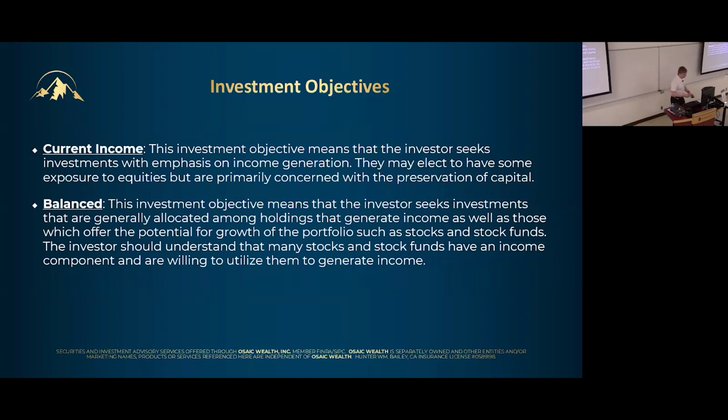But current income portfolio. This investment objective means that the investor seeks investments with emphasis on income generation. It's exactly what it sounds like. I want income currently today. I want distributions. I want cash coming out of the assets that I can spend without drawing down the principal for the most part. So they may like to have some exposure to equities, but they're primarily concerned with the preservation of capital for the most part because they want to preserve this nest egg that's going to shoot off dividends.